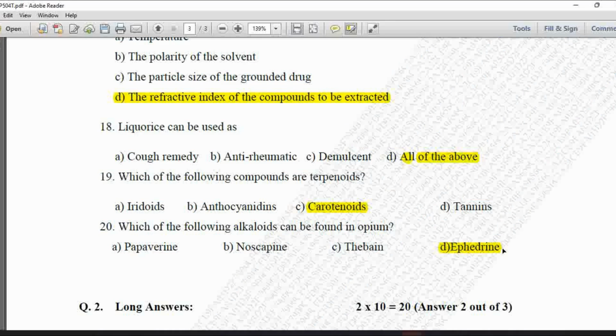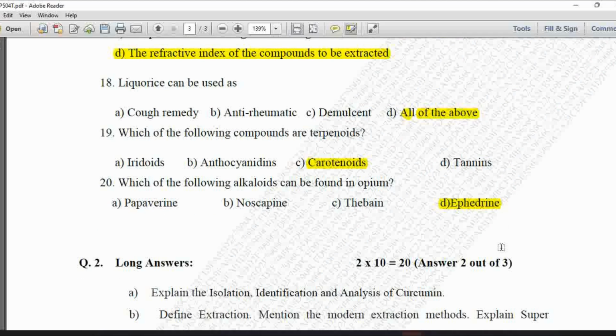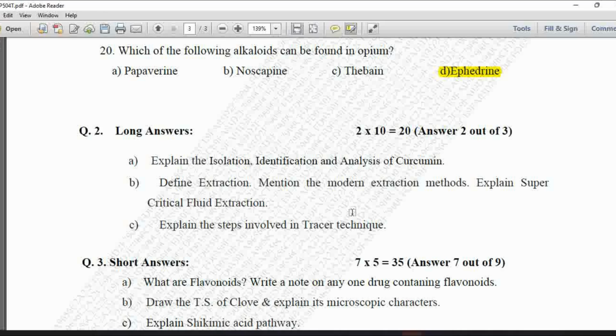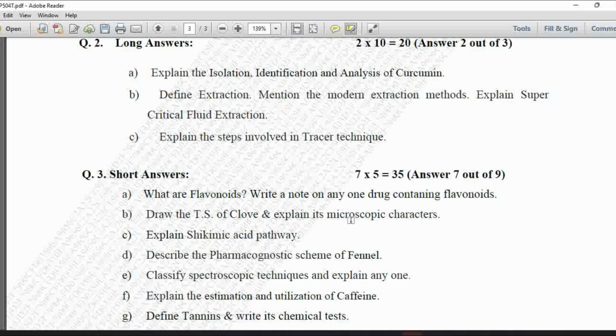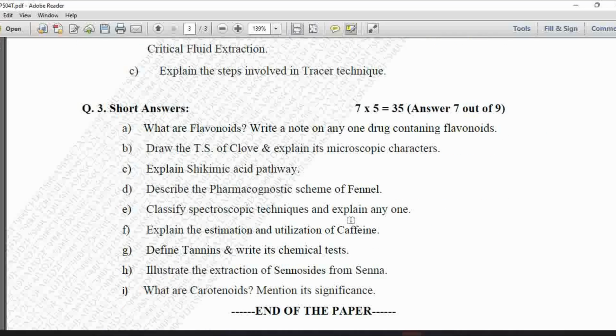So in this way we have discussed the MCQs of this paper. These are the long answer questions asked for this examination, and these are the short answer questions. Here you can write down the questions for your reference, and you can prepare accordingly for your further examinations of semester 5.